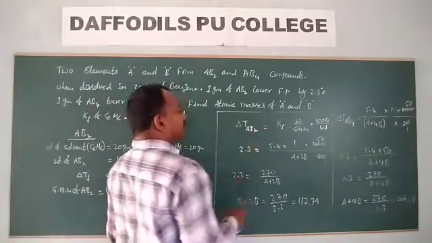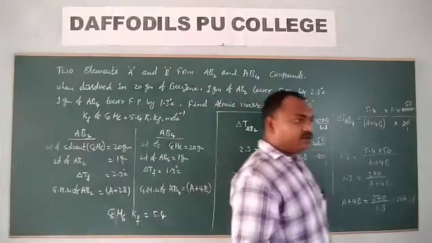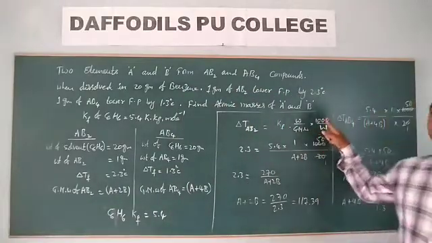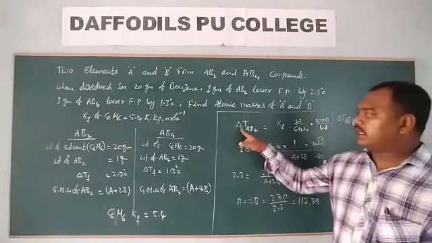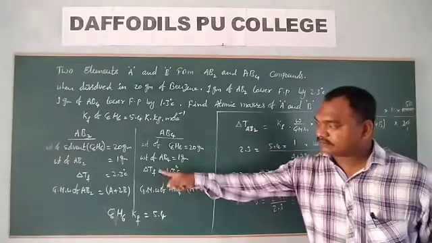Next, ΔTf of AB2 is equal to Kf into weight of solute by gram molecular weight of solute into 1000 by weight of the solvent. ΔTf of AB2 is equal to 2.3.